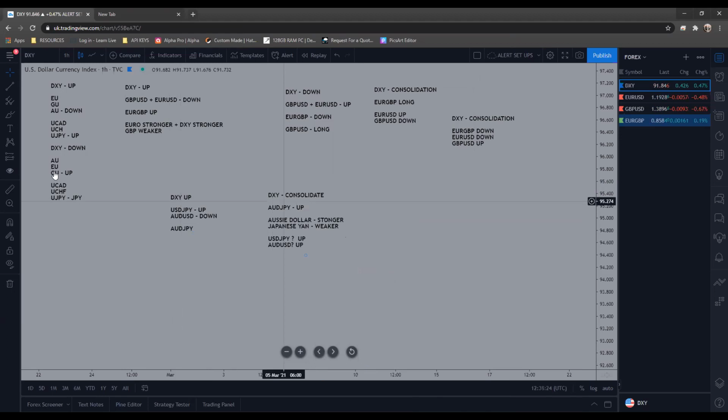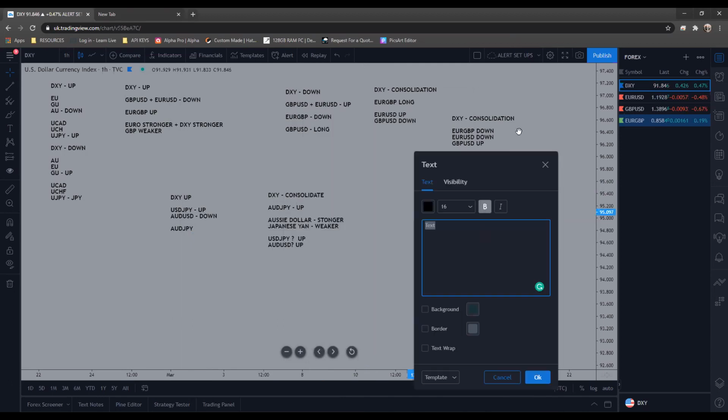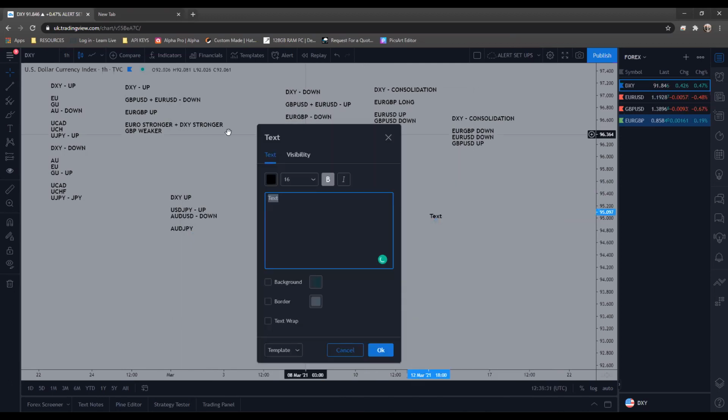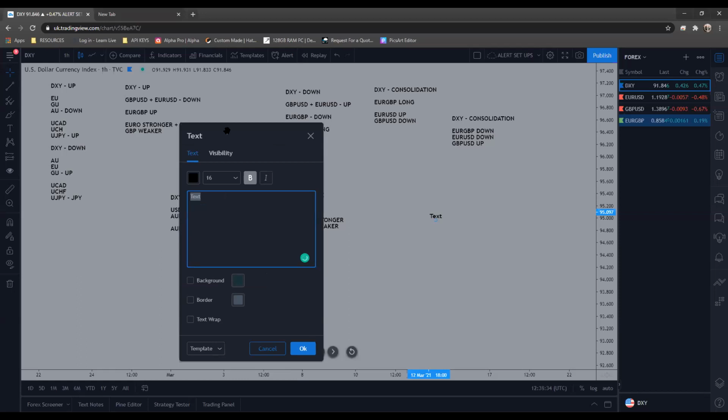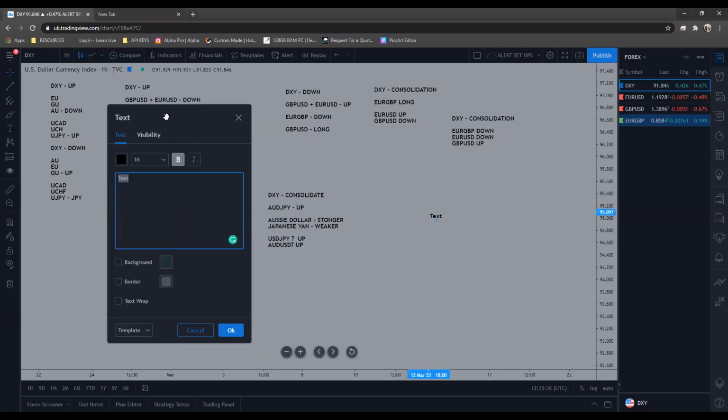So Dixie ranging, let's go with this again. So we'll do another one of these. We'll use the same pairs. Okay. So let me have a look. Got Dixie. Dixie is ranging, yeah. So consolidation. And then you've got AUD JPY. Okay. Is going down.